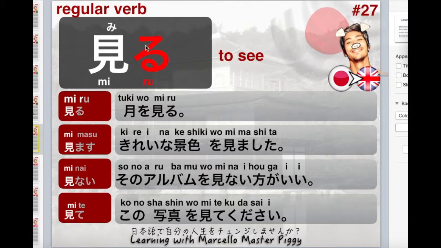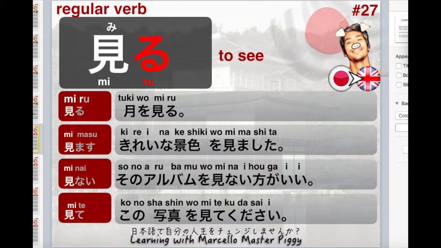So let's have a look. It's a regular verb, so very simple to change. The jishokei is miru. For example, tsuki o miru, to see the moon, not to watch the moon, to see the moon. Okay, tsuki o miru. And the masu form, mimasu.